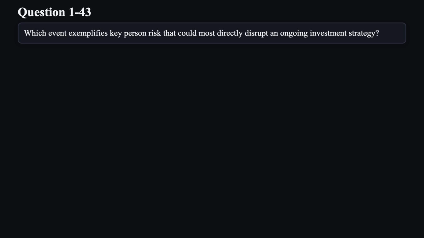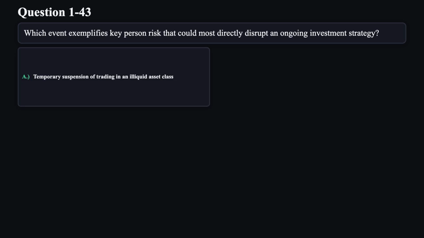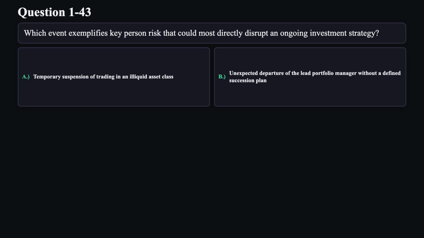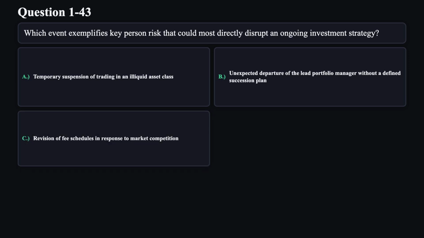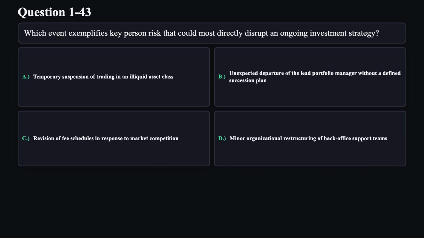Question 43. Which event exemplifies key person risk that could most directly disrupt an ongoing investment strategy? A. Temporary suspension of trading in an illiquid asset class. B. Unexpected departure of the lead portfolio manager without a defined succession plan. C. Revision of fee schedules in response to market competition. D. Minor organizational restructuring of back-office support teams.